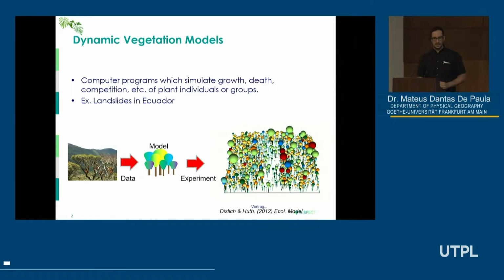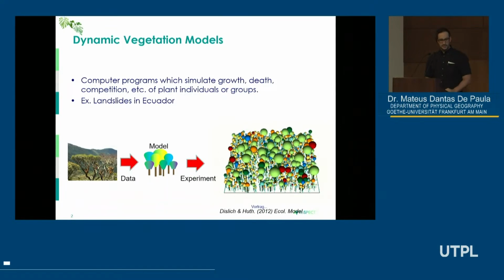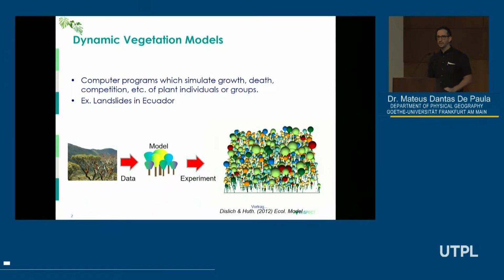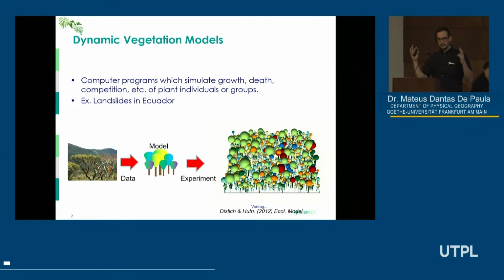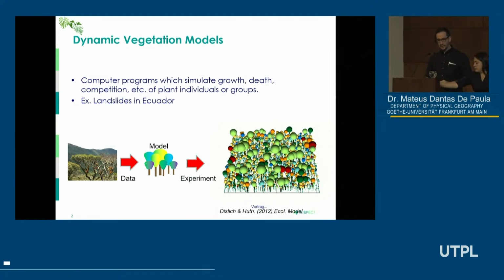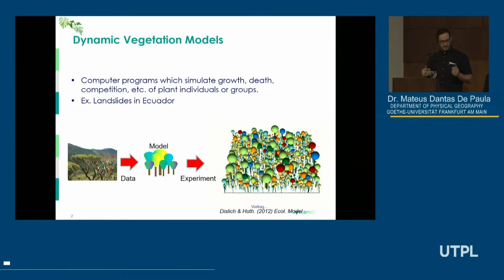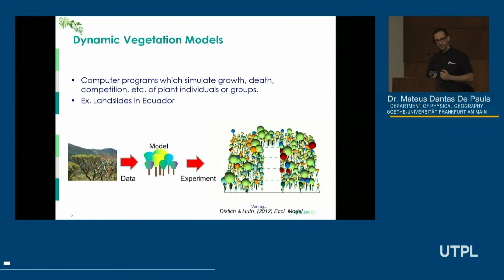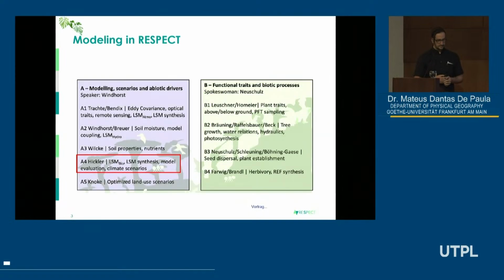So here's an example. We take data from the field. We represent the trees as simple simulated constructs, simple stems and crowns. Then here, there's a publication done by a group before us, which simulated the landslides in Ecuador. And exactly where we are, A4, is included in part A of the sub-projects, the modeling scenarios. We have two major groups there, and A4 is composed of me and Thomas Hickler.